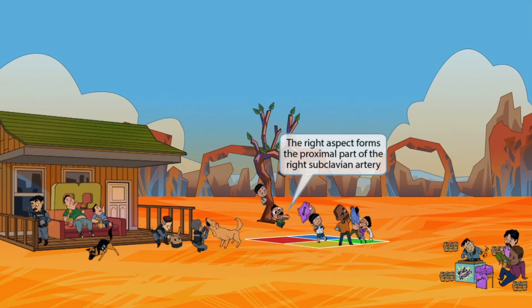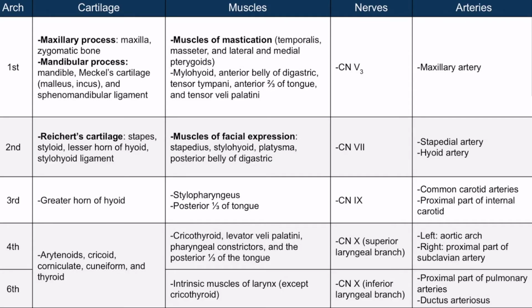The right aspect, on the other hand, forms the proximal part of the right subclavian artery. To help you remember this, we've shown a kid off to the right of the tree eating a sub sandwich. So sub for subclavian artery. Also notice that we've shown his friend trying to hand him some red licorice, which kind of resembles blood vessels. This is here to help reinforce the idea that we're dealing with the vasculature associated with the fourth arch. Okay, we've covered all of the muscles, nerves, and arteries of the fourth pharyngeal arch.